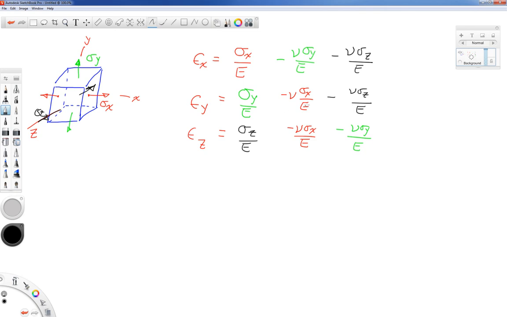So if I have both sigma x, sigma y, and sigma z, in the x direction I get an extension from the sigma x, and I get Poisson contractions from the sigma y and sigma z stress. Likewise, I have in the y direction, epsilon y is equal to sigma y over E minus nu sigma x over E minus nu sigma z over E, and then a similar equation for the z direction. There are some assumptions that we've made in constructing these equations.